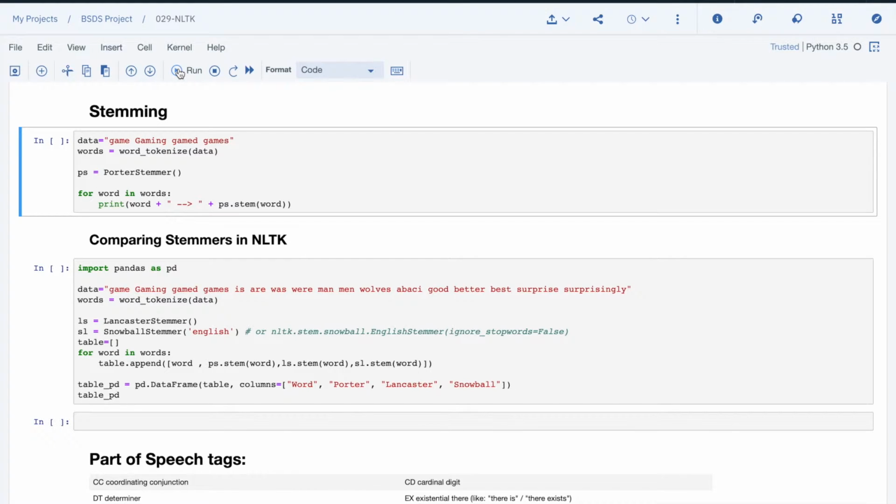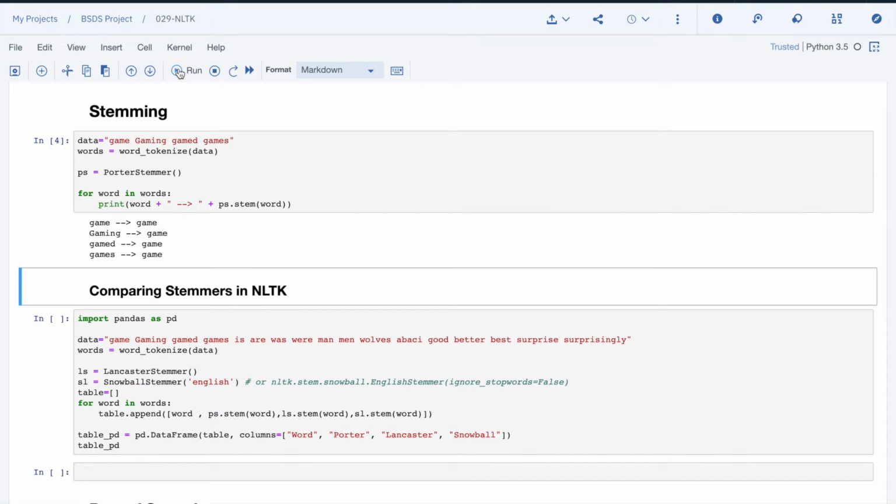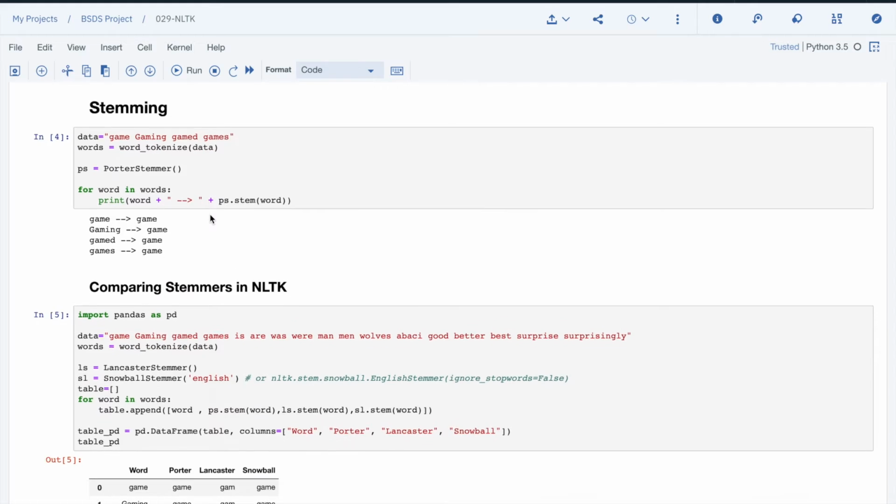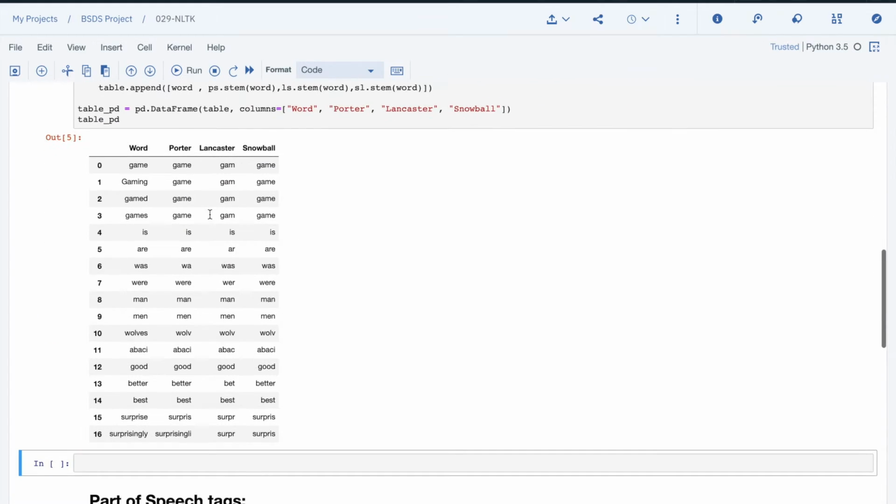The first example uses the Porter stemmer. As we can see, the words gaming, game, gamed, and games were reduced to game. It even handled the initial uppercase of gaming. Let's look at some possibilities and compare the different stemmers available. We are comparing the Porter to the Lancaster and the Snowball stemmers. As we can see, they all have relative success with the different forms of game.